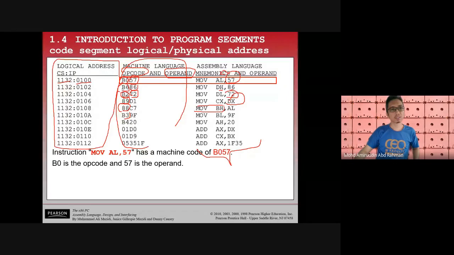So here, after that it jumped to 102, because this is actually the shortcut. So B057 needs 1132:0100 and also 1132:0101 to execute this instruction. That's why you see here the increment in terms of 2, 2, 2, and 2.